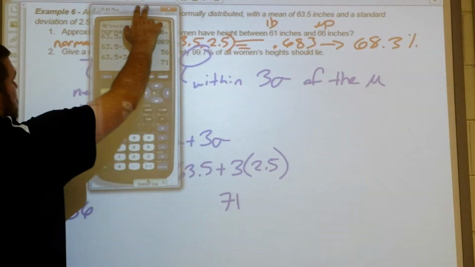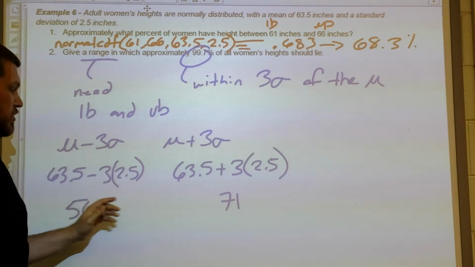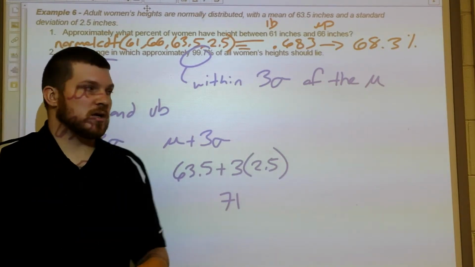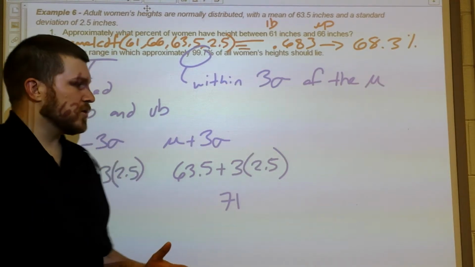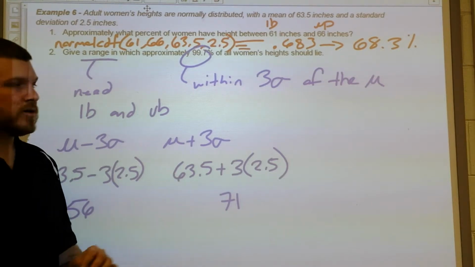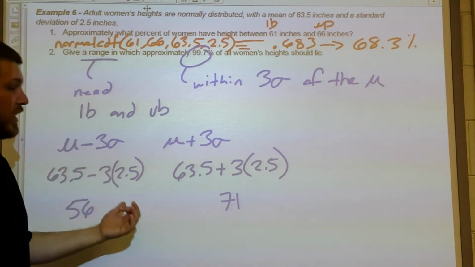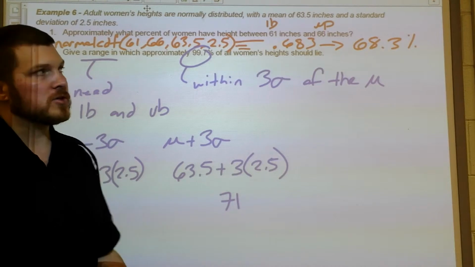So what this means is that 99.7% of all women everywhere, their heights are going to fall somewhere between 56 inches tall and 71 inches tall. So if you're a betting man, you go up to some random woman on the street and you're like, hey, I bet you're somewhere between 56 inches tall and 71 inches tall, you're almost guaranteed to be correct because 99.7% of women, based on this data, are supposed to fall within this range. Let's do another example.